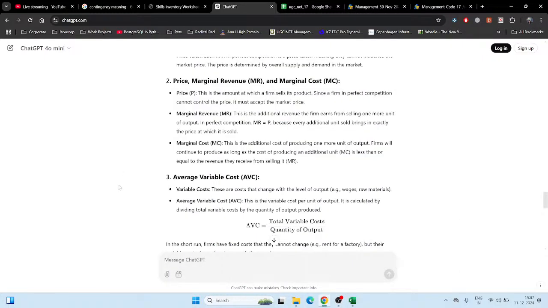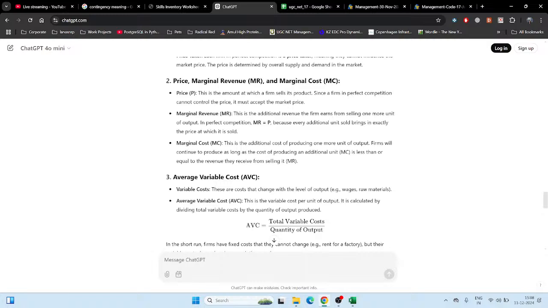Price is the amount at which a firm sells its product. Marginal revenue is the additional revenue the firm earns from selling one more unit. It is equal to P because you cannot make additional revenue. It is perfect competition. The whole market knows the price. Every competitor is selling at the same price.